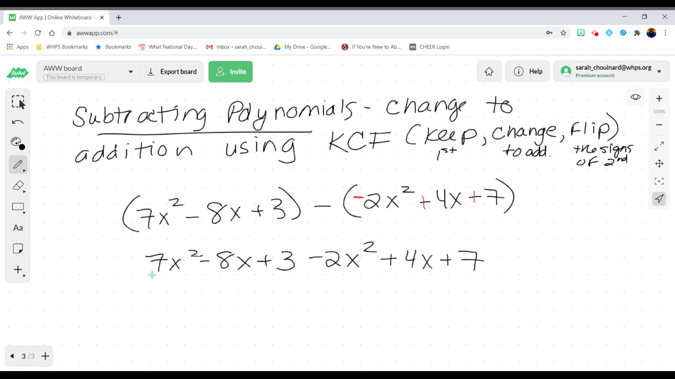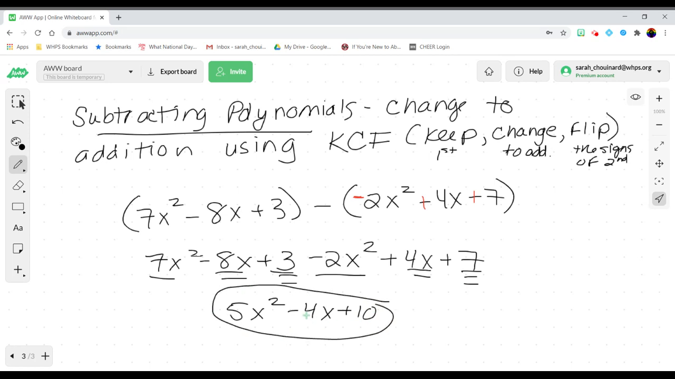From there, we can just combine like terms. So 7x squared and negative 2x squared make 5x squared. Negative 8x and 4x make negative 4x. Positive 3 and positive 7 make 10. So that's my final answer, which would be a quadratic trinomial.